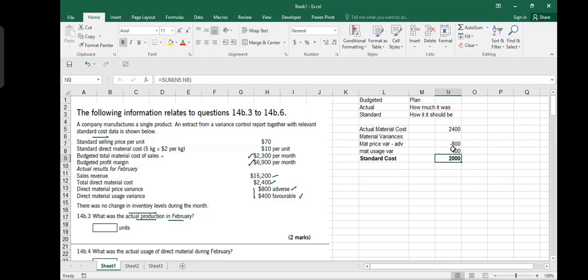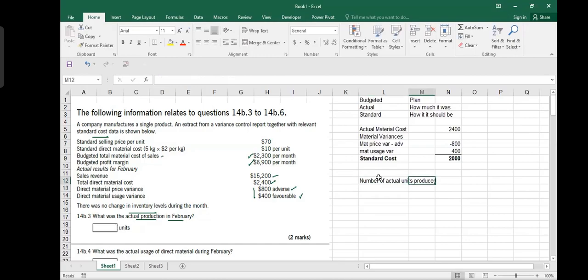So your standard cost, we do not know how much we produced. We have to find out how many units we produced. Let's suppose we produce X number of units. The cost should have been 2,000. I mean, whatever you produced, its cost should have been $2,000 in total. And now you can calculate your number of actual units produced.